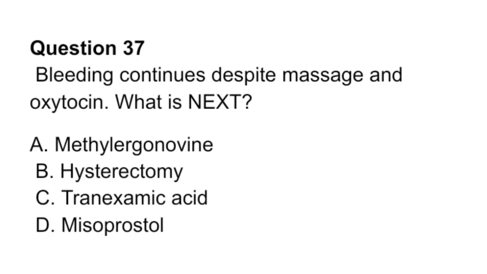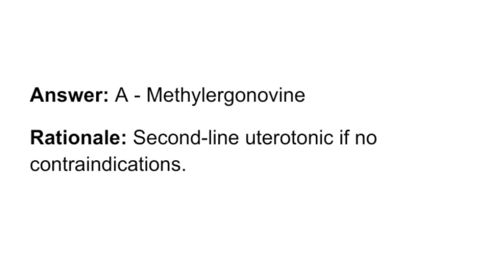Question 37. Bleeding continues despite massage and oxytocin. What is next? A. Methylergonovine. B. Hysterectomy. C. Tranexamic acid. D. Misoprostol. Answer is A. Methylergonovine. Rationale. Second-line uterotonic if no contraindications.